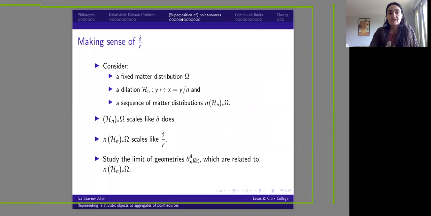R. And so the task was then to study the limit geometries, so I get a sequence of relativistic Poisson problems. And I'd like to study the behavior of the sequence of geometries, and specifically, do they have the limit that I'm hoping they would have, which is the Schwarzschild metric.